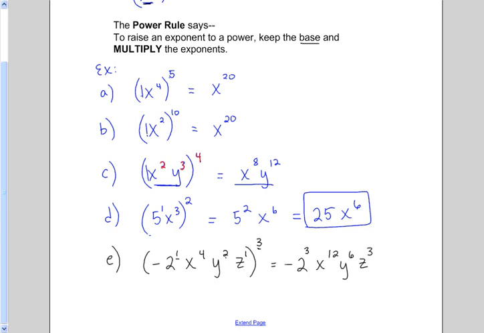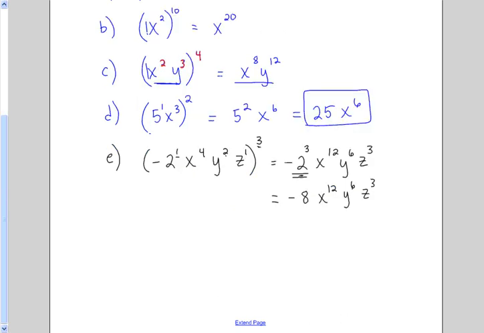So 1 times 3 would give you z to the third. Then I have a number here raised to a power, so I have to simplify that further. This would equal negative 2 times negative 2 times negative 2, which is negative 8, x to the 12th, y to the 6th, and z to the third. So this is what we call our power rule. If you have an exponential expression and you want to simplify it, you're going to multiply the exponents. Let's look at one more example.